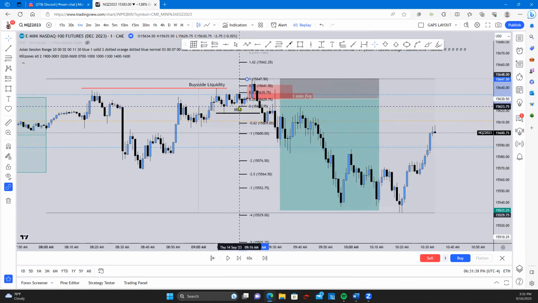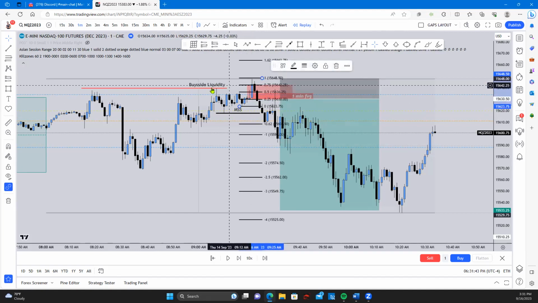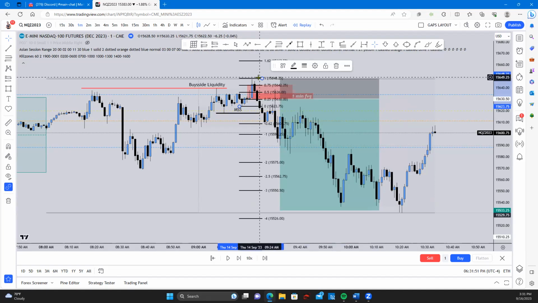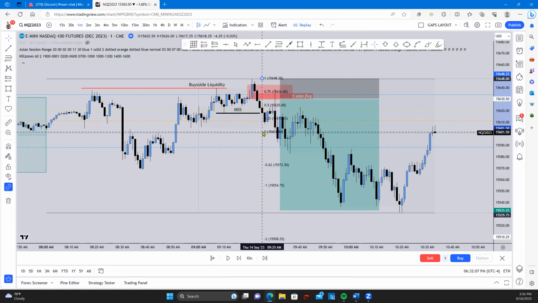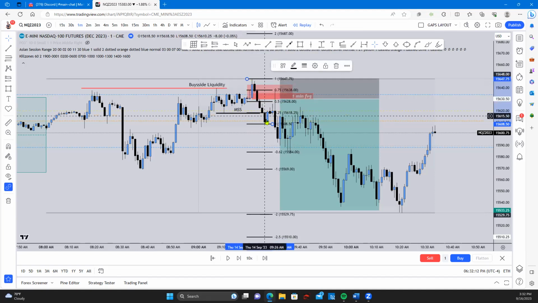So if you use the manipulation higher, the run on liquidity from this low to this high that takes out buy side, you take your fib with your standard deviation settings from the high to the low, because we're going to project down, it gives us about that 4. Or if you project here, this is the displacement that broke market structure that gives you about that 2.